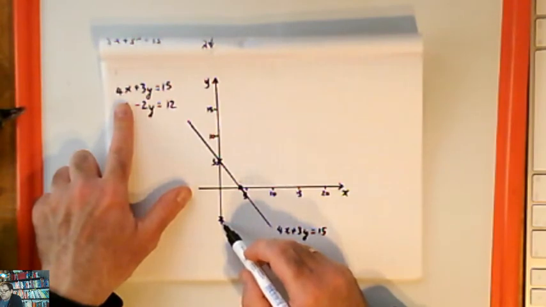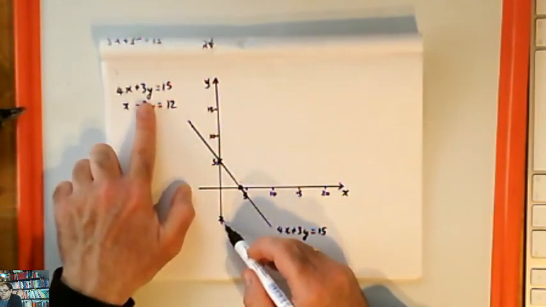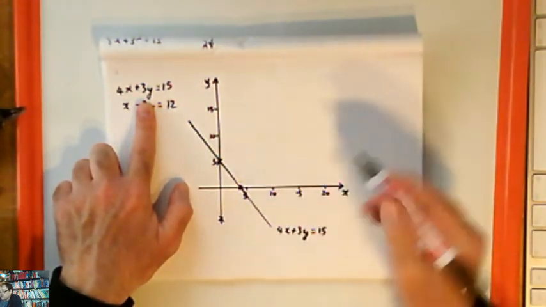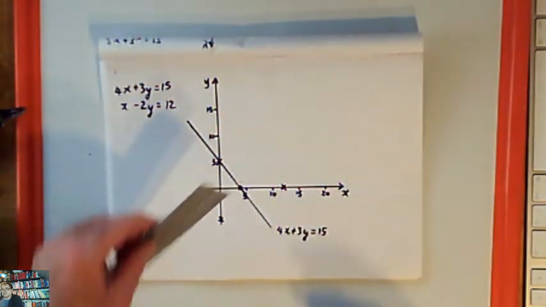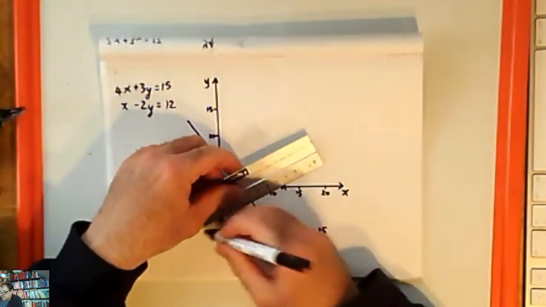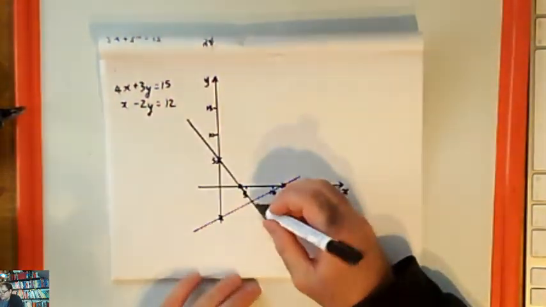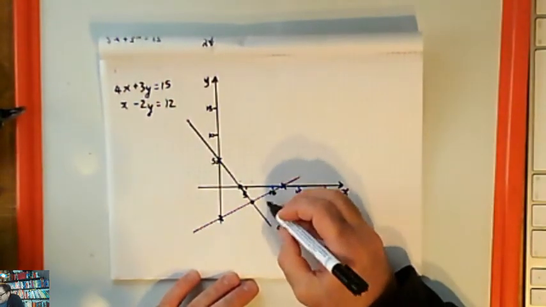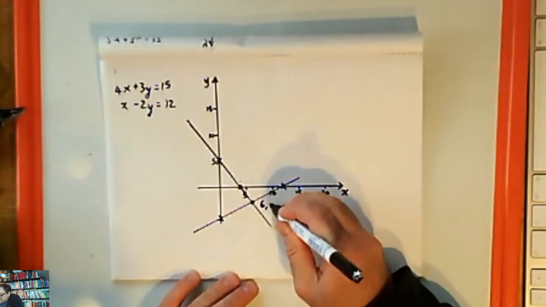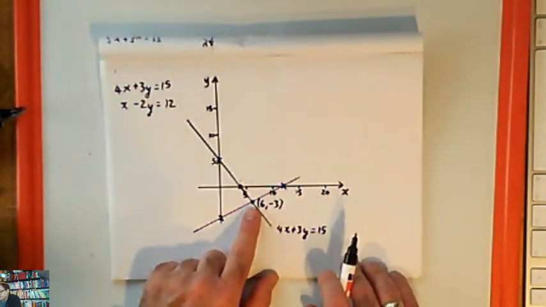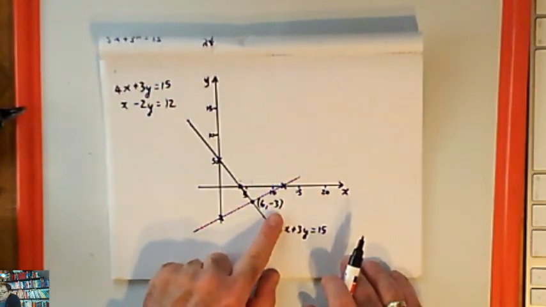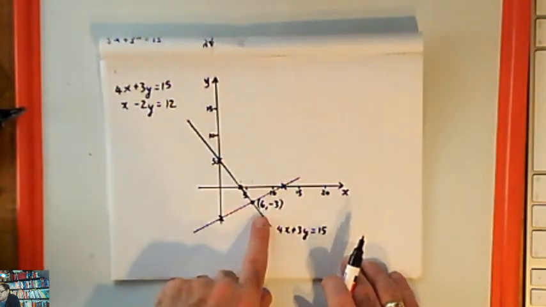Now I'm going to think about what happens if y is 0. Then the middle bit just disappears and we just get x equals 12. So when y is 0, x has to be 12 to make it balance. So those are my 2 points on the axes, and if I join them up, they appear to meet down here at the point 6, minus 3. So if my graph is accurate enough, x equals 6 and y equals minus 3 should give me two values that work in both equations. Well, let's just check that out.